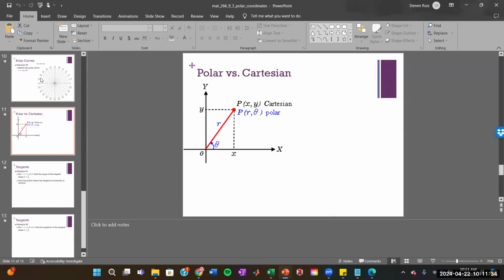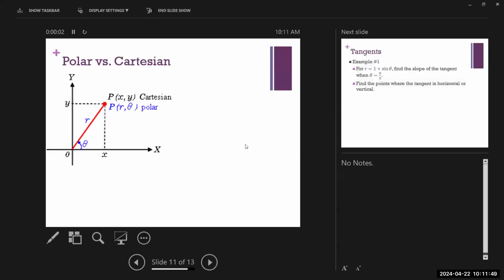One thing I really want to make sure of, because it's going to be crucial for where we go from here: so how do we relate Cartesian coordinates? Let me just share the slideshow. How do we relate rectangular or Cartesian coordinates to polar coordinates?